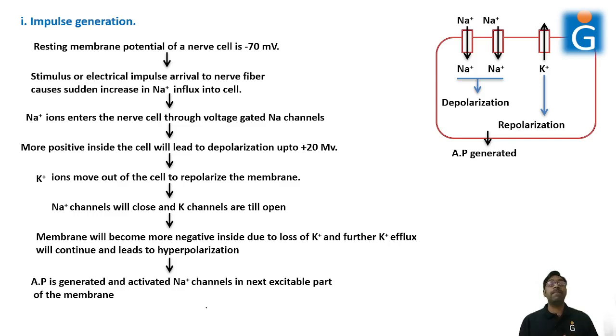The first step is the impulse generation. How the nerve signals, the electrical signals, are going to develop, we are going to see in this slide. First of all, I am going to tell you about the resting membrane potential. Suppose this is a cell, there is no impulse generation, it is in the resting membrane potential.